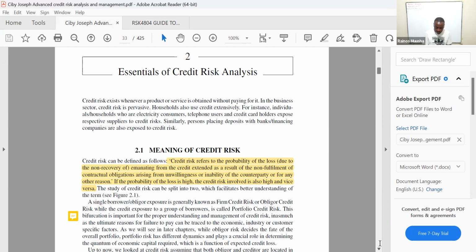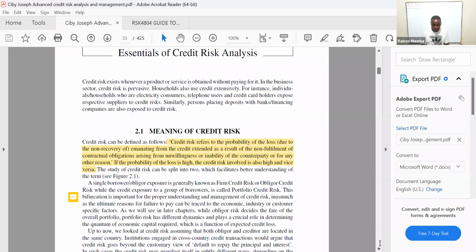Credit risk refers to the probability of the loss emanating from the credit extended as a result of non-fulfillment of contractual obligations arising from unwillingness or inability of the counterparty or for any other reason. So if the probability of the loss is high, the credit risk involved is also high and vice versa. Which basically means that the driver for credit risk is the probability of default of the obligor in this case.